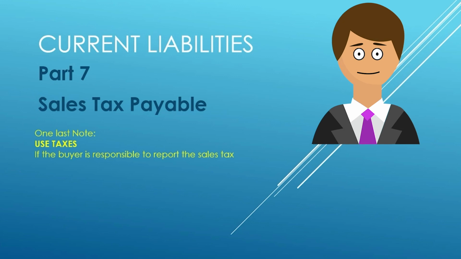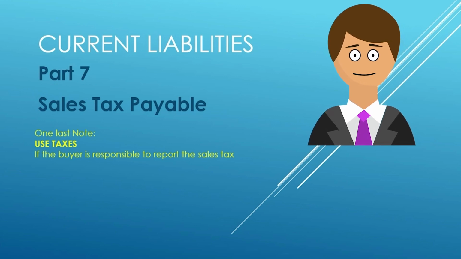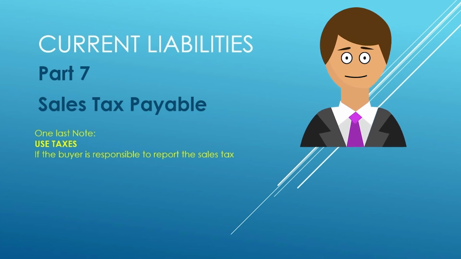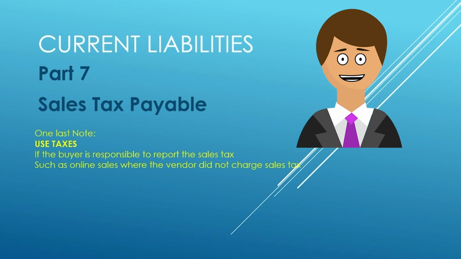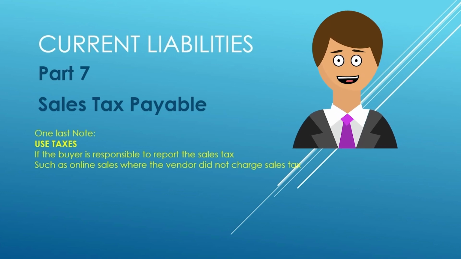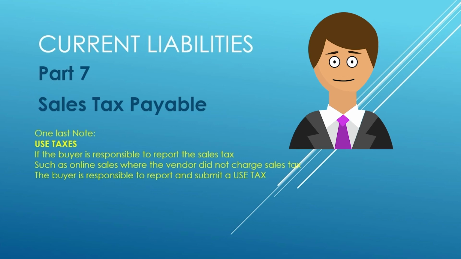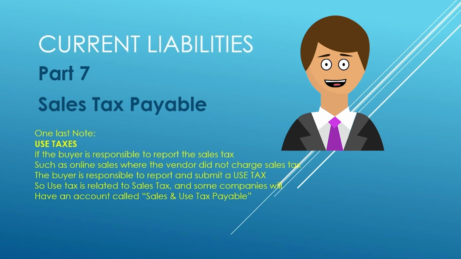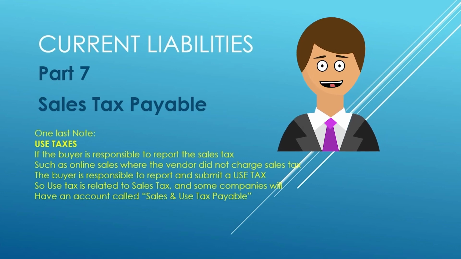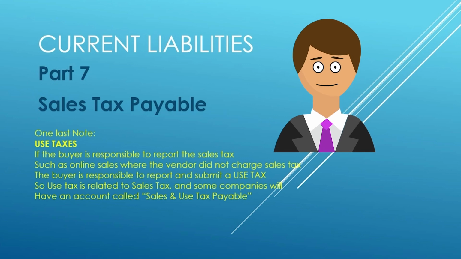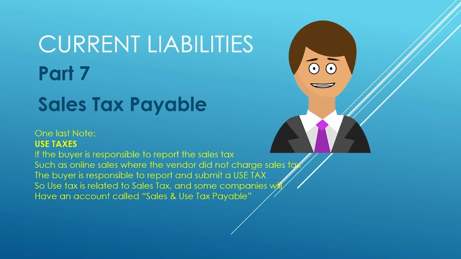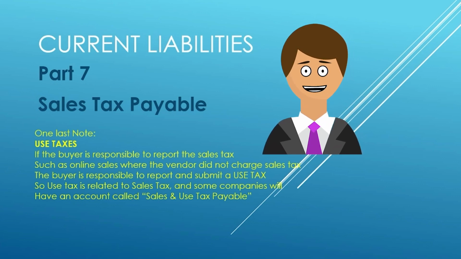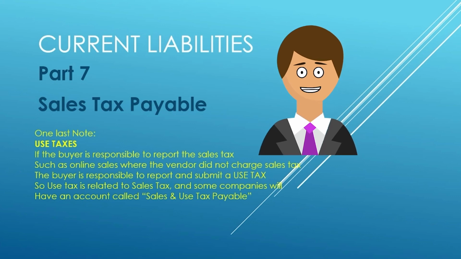There could also be personal property that you have to pay use taxes on, depending on the rules within the jurisdiction in which you operate. So the online sales that I talked about is kind of an example of that. Vendor did not charge you that. The buyer is responsible to report and submit a use tax. So that use tax is related to sales tax, and some companies will actually have an account called sales and use taxes payable. Again, use taxes aren't just these sales taxes from other states. There are all sorts of sales and use tax rules that companies have to follow, so you have to be aware of all of those.